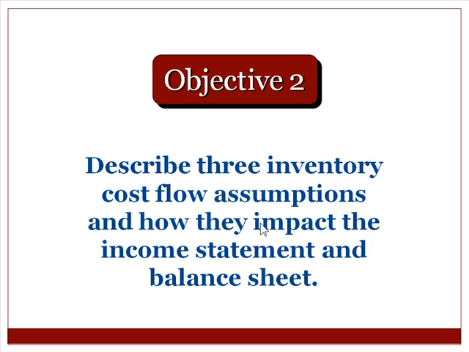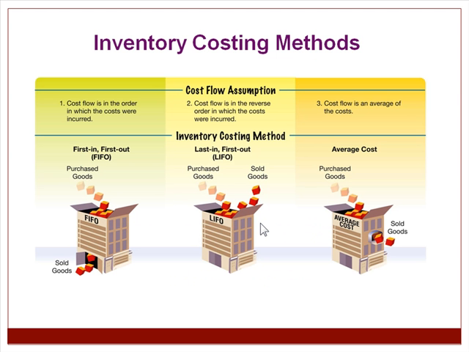The second objective is to describe the three inventory cost flow assumptions and how they impact the income statement and the balance sheet. And we're going to spend a lot of time on this. It's covered really well in your book, but hopefully the examples I've made up will help you too. There are costing methods, and we're going to talk about all three of them. What this means is it's how the inventory flows in and out, and how you do it on your books is not necessarily how you're really actually selling the goods.